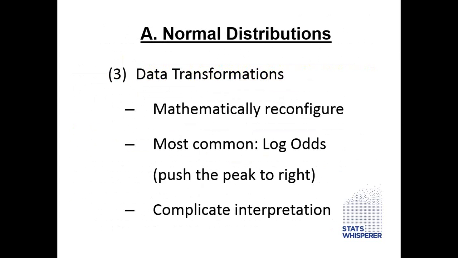Now 3, data transformations. Here we have to take it with the old grain of salt, because there are pros and cons when you use data transformations. What it does is it mathematically reconfigures your distribution to be more normal. Say it multiplies every value by the same number to redistribute them. The most commonly used is the log odds data transformation, where it pushes the cases to the right. So if everyone's bunched up on the left in the bell curve, it spreads everyone out toward the right, making it more normal. Now it's important to note, it sounds real good so far, but it complicates the interpretation of the actual statistical parameters of the numbers.